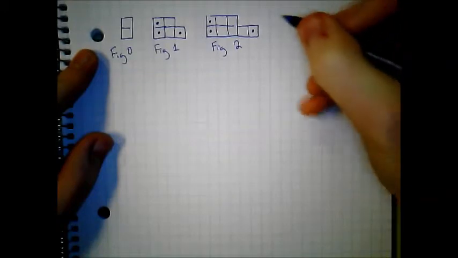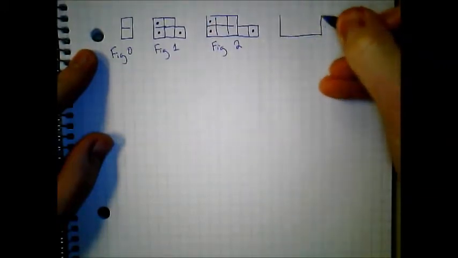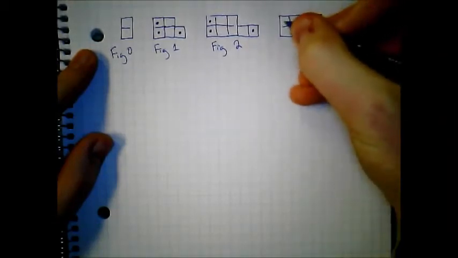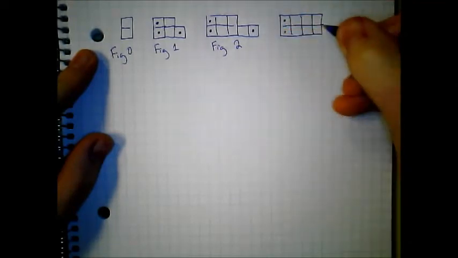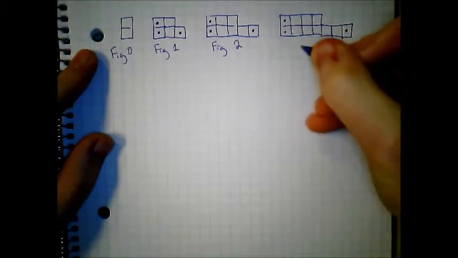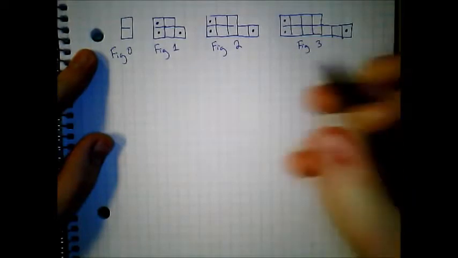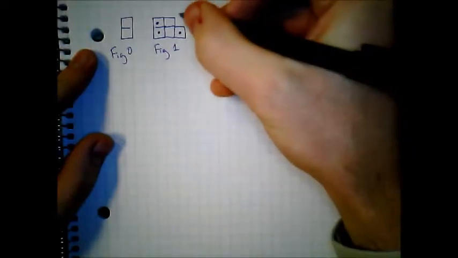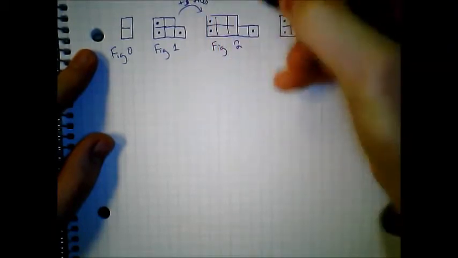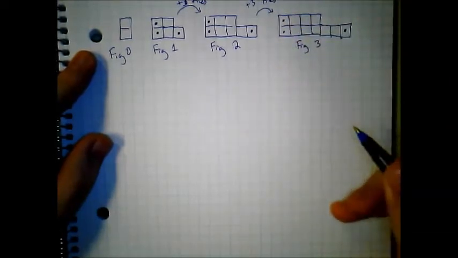So if I want to draw figure 3, I'm just going to add another column on the left. So I added these two. I'm just going to have 3 across the bottom because I added this one. So here's figure 3. And we see from this tile pattern that we are adding 3 tiles each time as we go through.